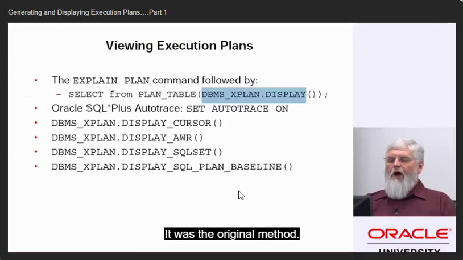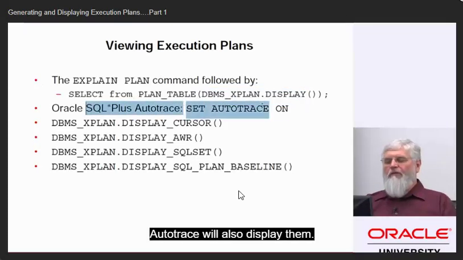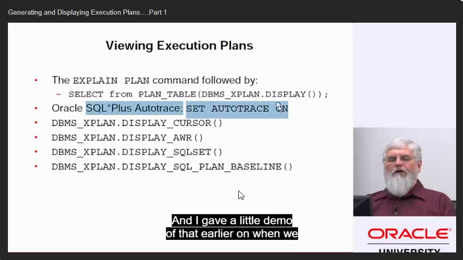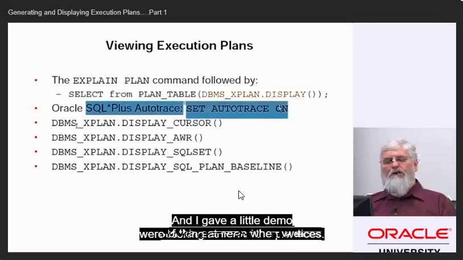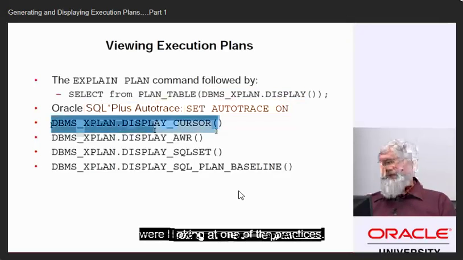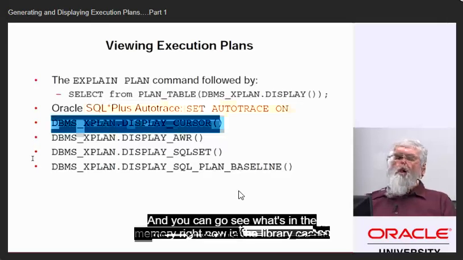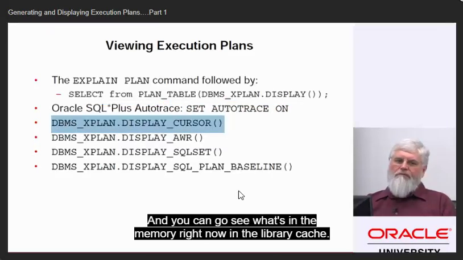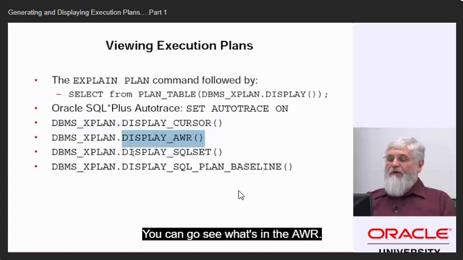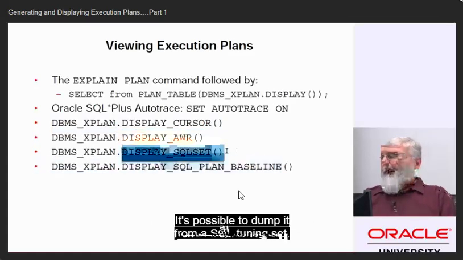And you can go see what's in the memory right now in the library cache. You can go see what's in the AWR. It's possible to dump it from a SQL tuning set. And the last one we added is being able to dump it from the SQL plan baseline, and the plan baseline was new in 11G of the database.